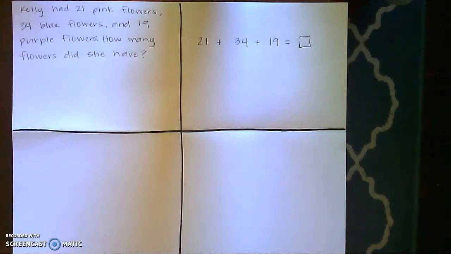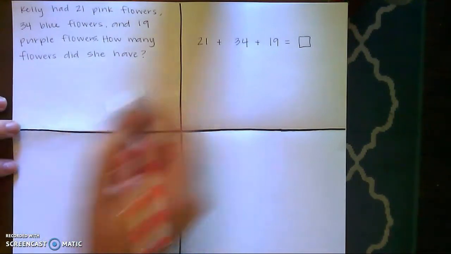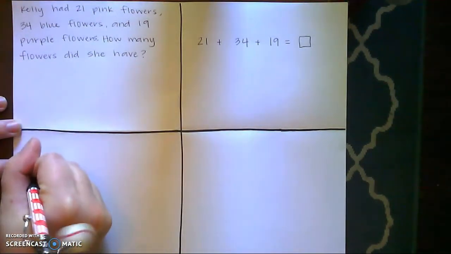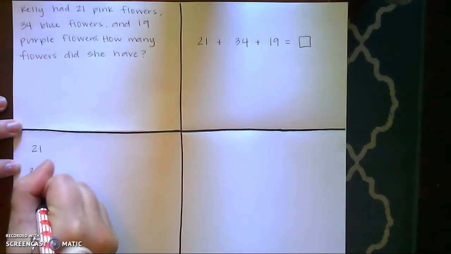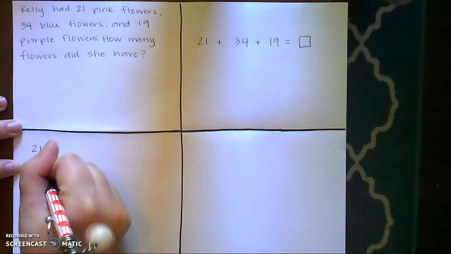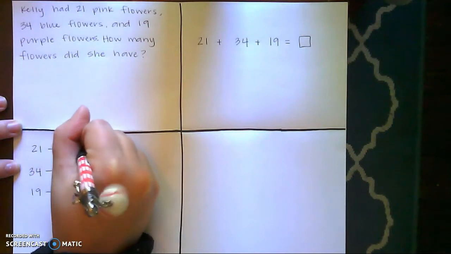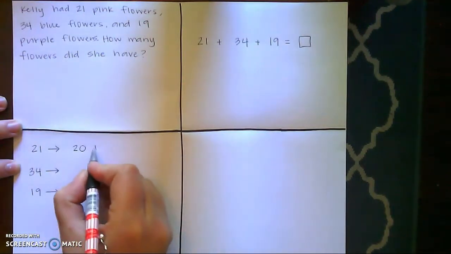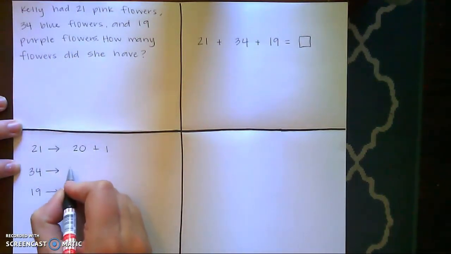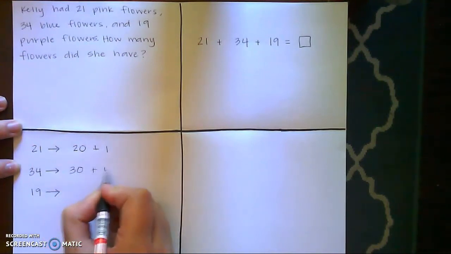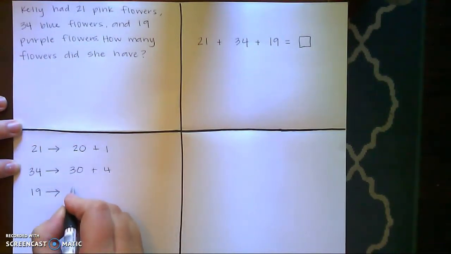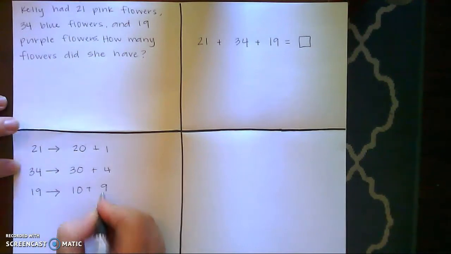I'm going to choose to do expanded form for my strategy. That means I need to take each of my numbers, 21, 34, and 19, and I need to expand them into their place values. So I know that 21 is going to equal 20 plus 1, 34 will be 30 plus 4, and 19 will be 10 plus 9.